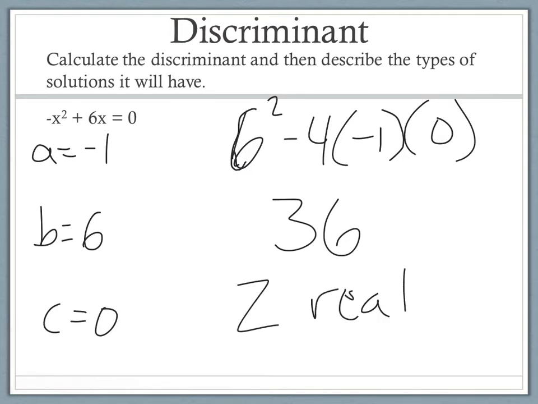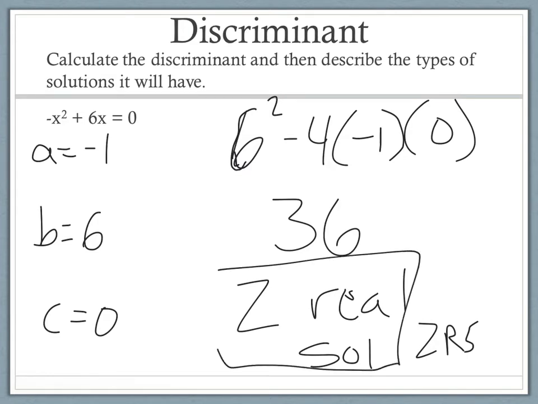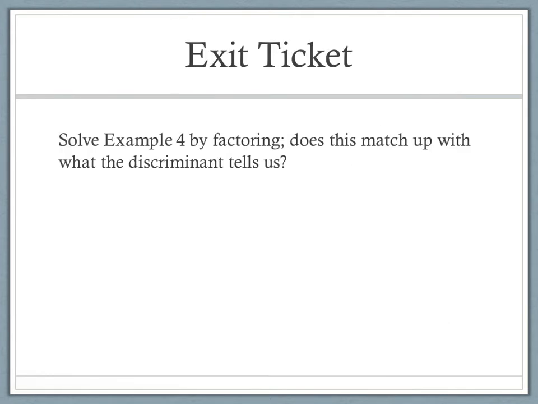If you want to write this as 2RS, and then you could put 1RS or NRS for real solutions, that's fine. Or just writing 2 real solutions is perfectly fine.